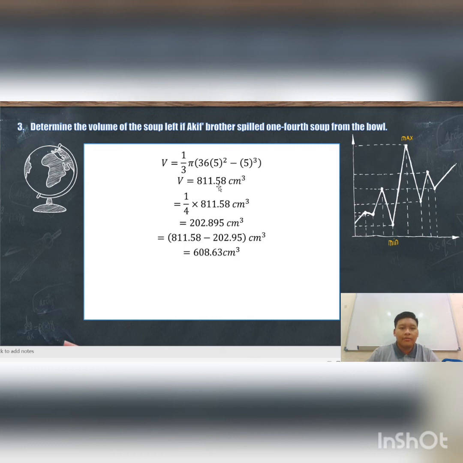And then I calculate the value of the volume that is left. The question then asks me to find the volume left again after his brother spilled 1/4. That means I just take 1/4 times 811.58 cubic centimeter and I will get the volume of the spilled soup. Then just take the current volume left minus the volume spilled, and this is the answer that I get for the volume after spill.